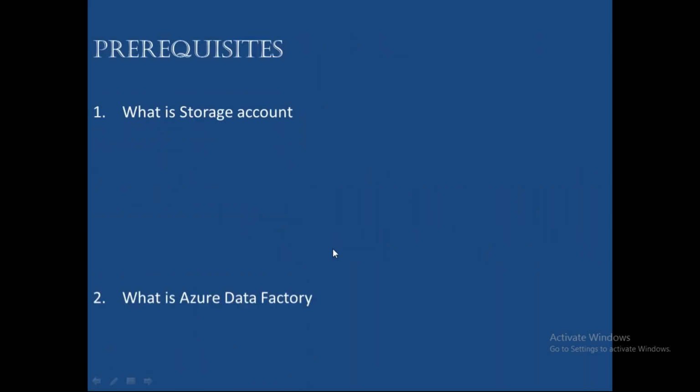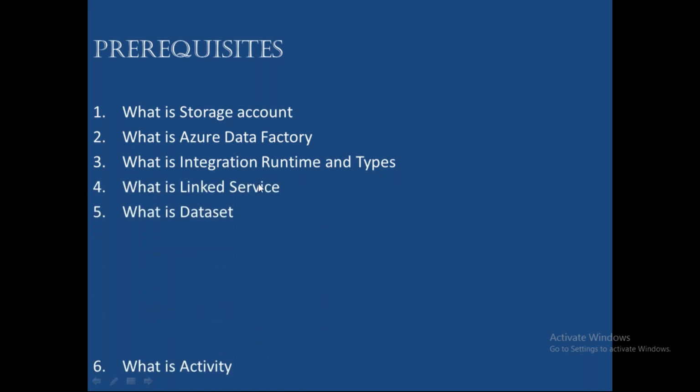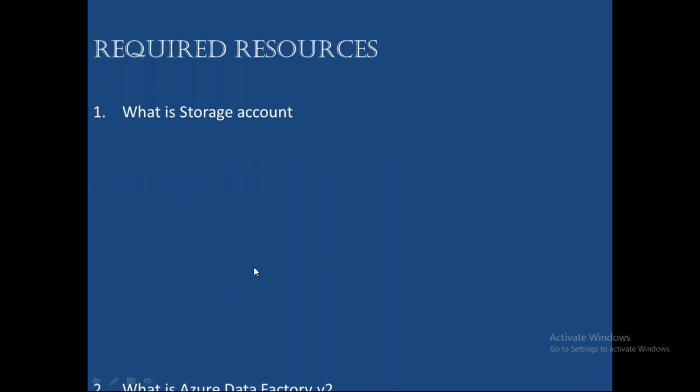Next, the prerequisite: we should understand what a storage account and Data Factory are. This particular thing we have not discussed, but we will discuss. What are a linked service, dataset, activity, and pipeline? We know all these things. A linked service is for connecting, a dataset is for defining the data structure, an activity is what you want to do with the data, and a pipeline is the sequence of activities. If you want to execute a group of activities, you need to execute them within a pipeline. Next, the required resources: we need a storage account and Data Factory V2. So let's create 2 storage accounts and 1 data factory, and we will try to do the lab.